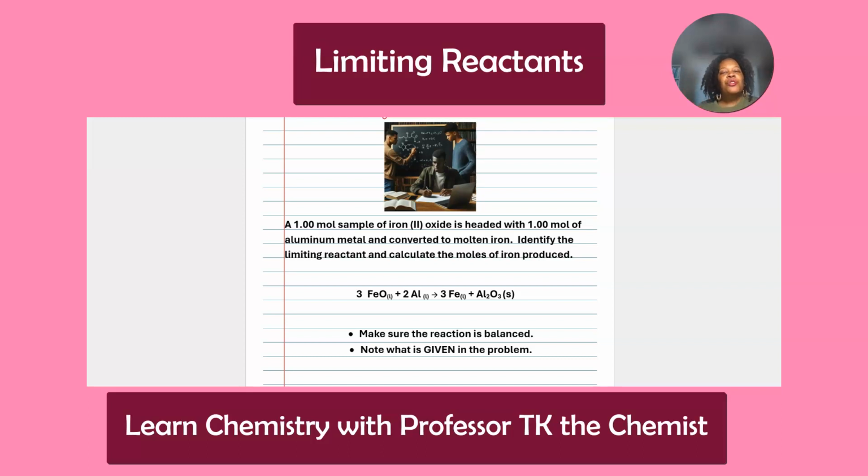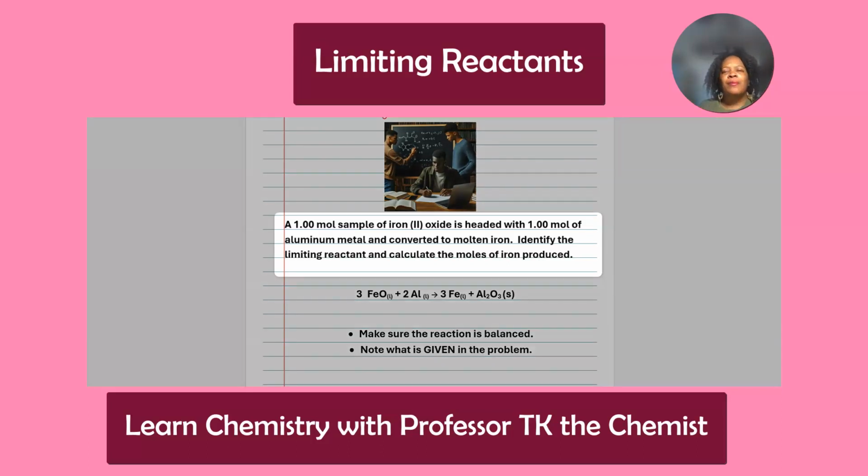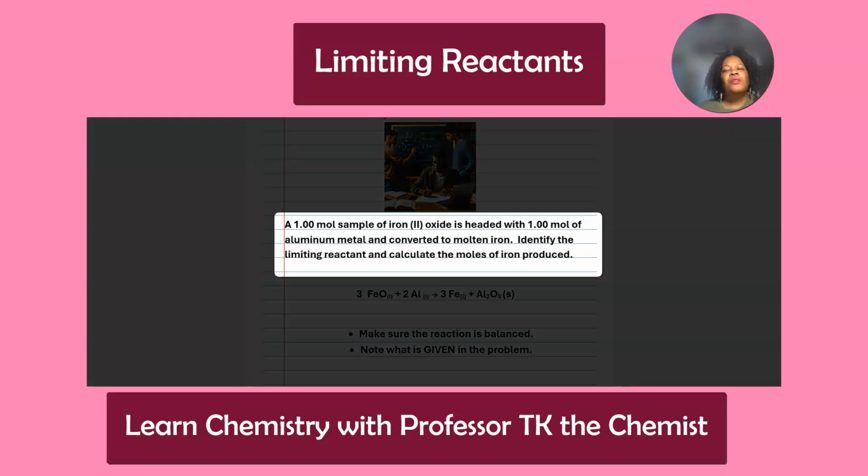First step, make sure this reaction is balanced. As you can see, the reaction is balanced. So now move on to step number 2. Note what is given in the problem. In this particular case, let's read it. A 1.00 mole sample of iron(II) oxide is heated with 1.00 moles of aluminum metal and converted to molten iron. Identify the limiting reactant and calculate the moles of iron produced.